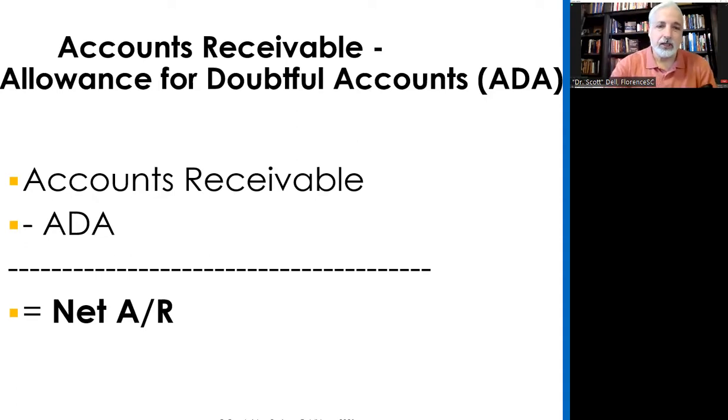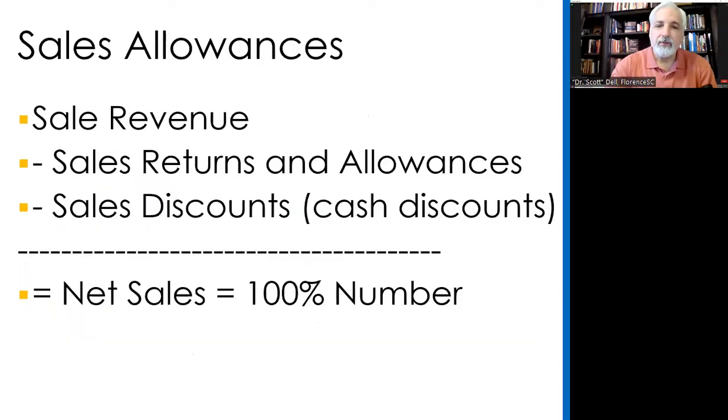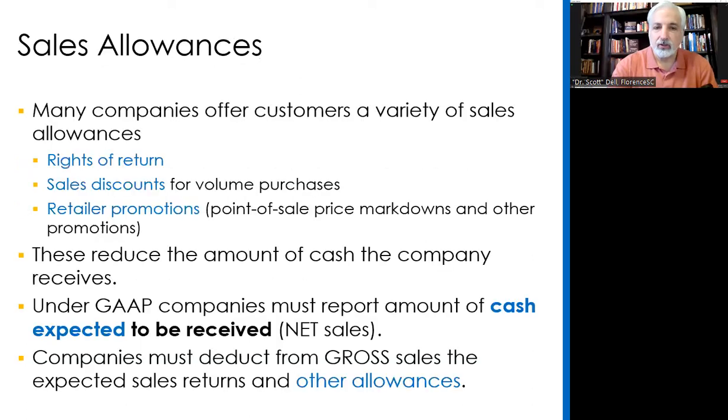So let's take a closer look at what we're talking about when we talk about allowances. Customers have a right of return. So is a sale really a sale? We were talking about that in revenue recognition. Sales discounts for volume purchases. Let's go back up here. We look at the returns and allowances. That allowance is the discount. Again, not the sales discounts associated with cash discounts, but the allowances that go with that. And then retail promotions, point of sale price markdowns, and other promotions.